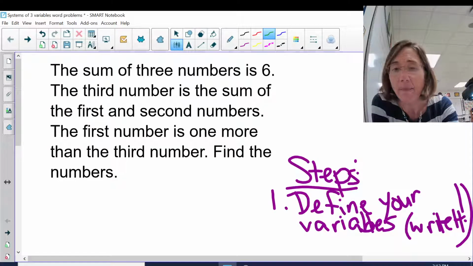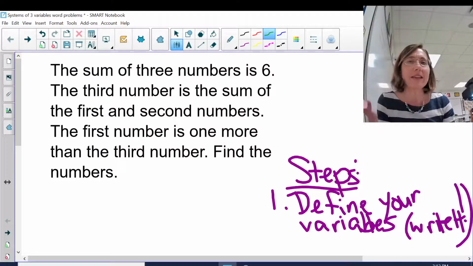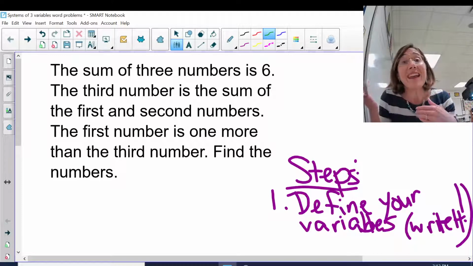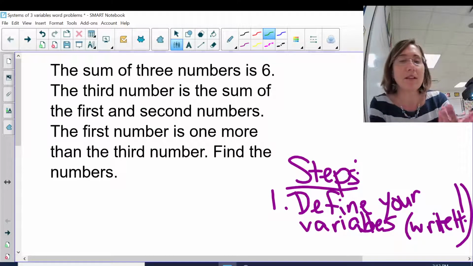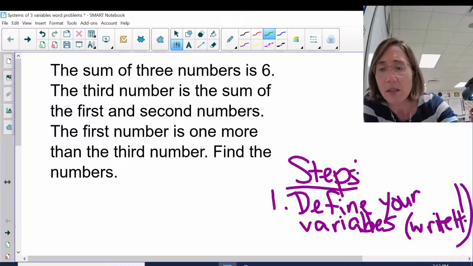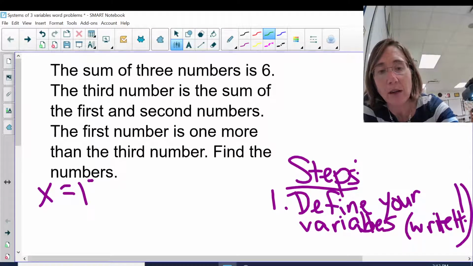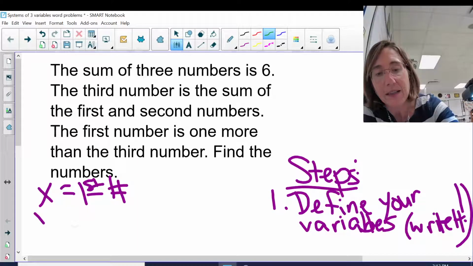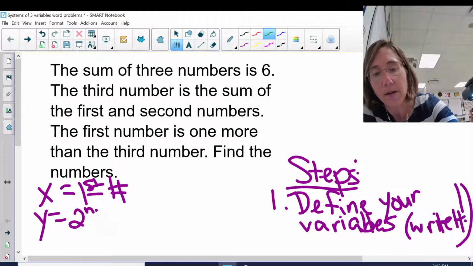So we have three numbers that we don't know. So I just feel like using X, Y, and Z. If there's a problem where you feel like using special letters like P for price or A for age or whatever, that's fine. But on this one, they're pretty generic numbers. So let's just go with X and Y and Z. So X is going to be my first number. And Y is going to be my second number. And Z is going to be my third number.